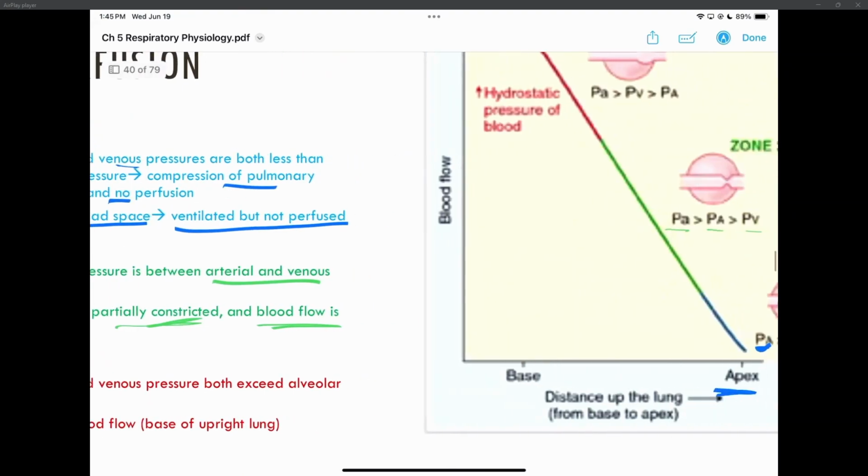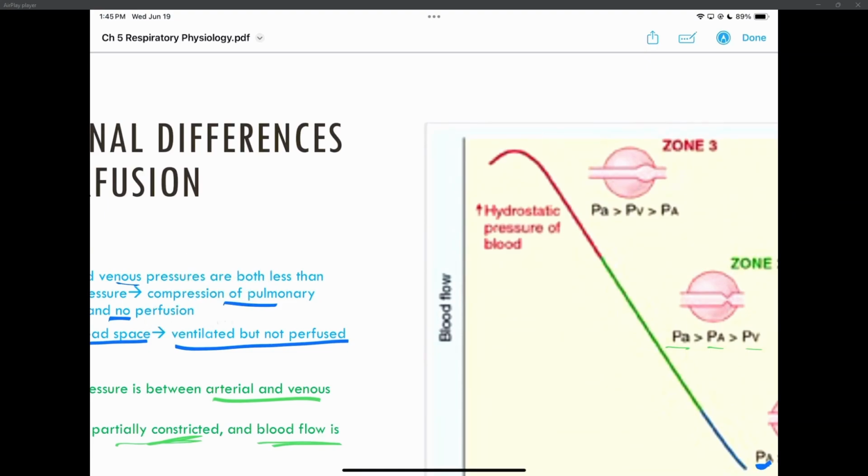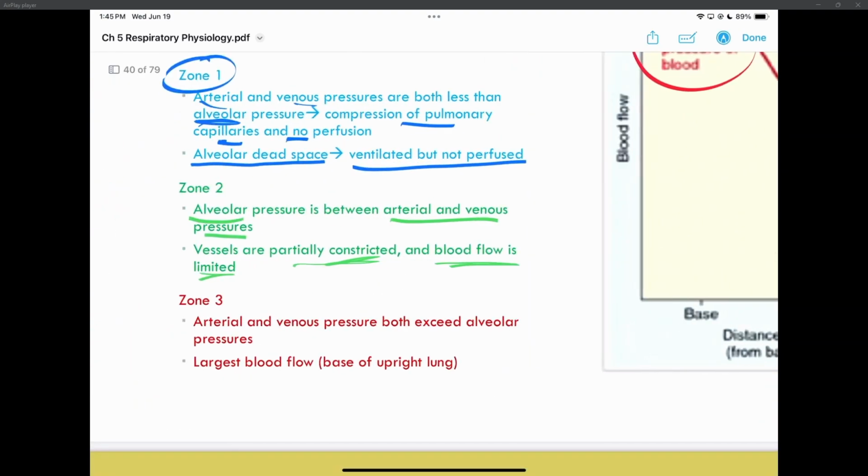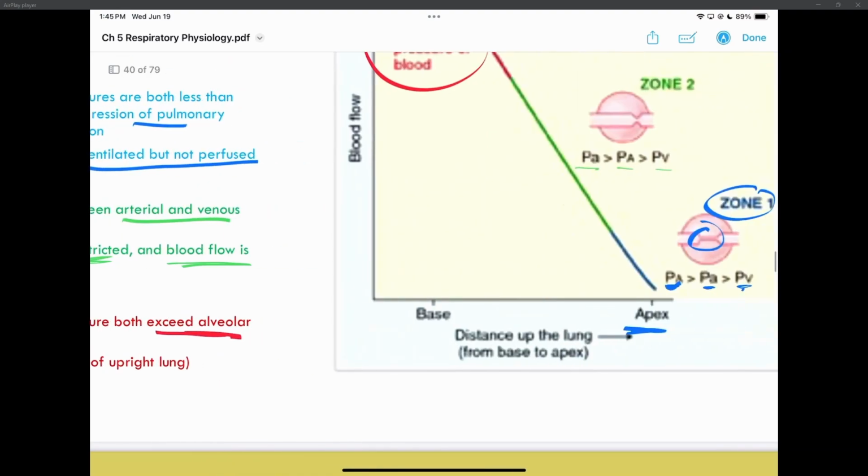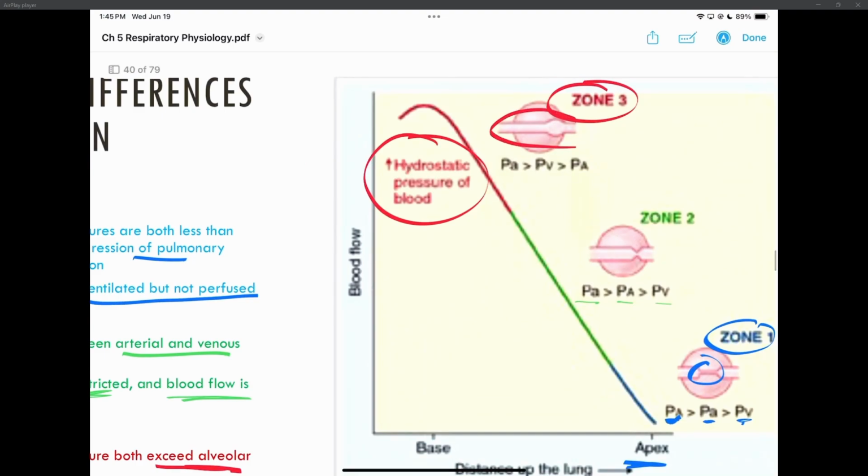Zone 3 is at the base. Increased hydrostatic pressure of blood. Why does hydrostatic pressure go up in the base, zone 3? That's where all the blood is. More blood volume, more hydrostatic pressure. It goes up. In this case, arterial and venous pressure both exceed the alveolar pressure, and therefore the vessels will be open and ventilated and perfused. And you can see that in the picture.